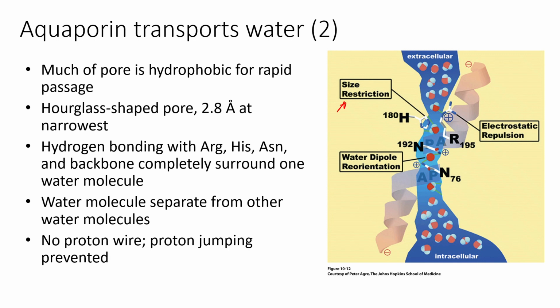We also have the electrostatic repulsion, right? Like I mentioned before, the hydrophobic regions of the pore allow for the rapid passage of water. Sorry about not pointing that out before. The next part we have to think about is how can we be specific for water? Part of this is through very specific amino acid residues in the relatively narrow part of the pore, and there are arginine, histidine, and asparagine included here. All of these have polar or charged parts that are able to hydrogen bond with just one water molecule and completely surround it. This helps to separate one water molecule from all the other molecules that are present.